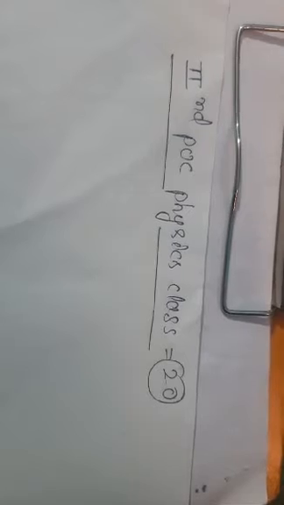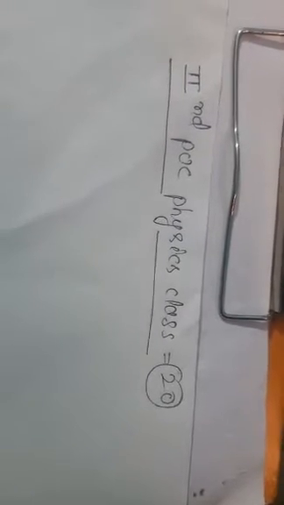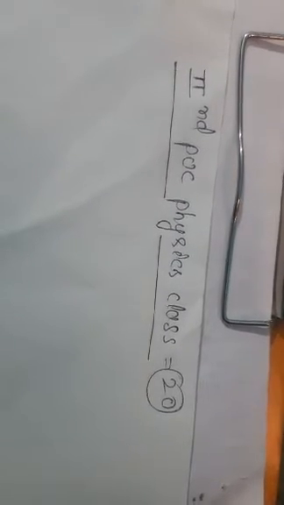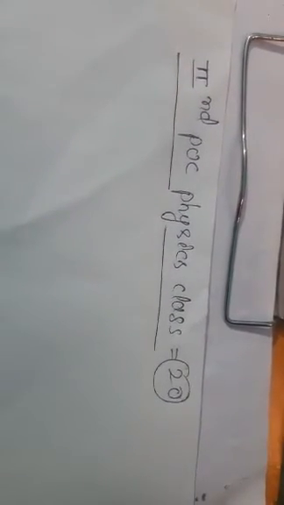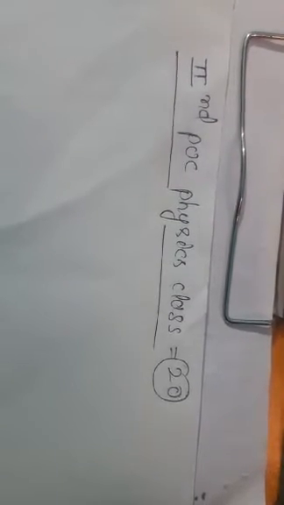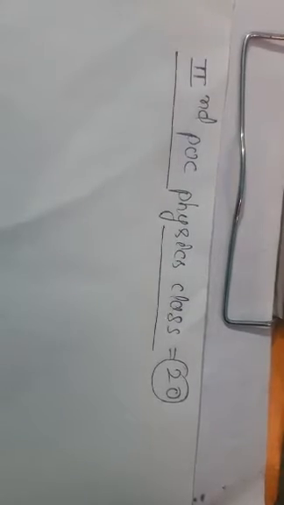Drift velocity is the average velocity acquired by the electron in the presence of an electric field. What is the meaning of electric field? The force acting on a unit positive charge is called the electric field. The symbol of the drift velocity is V subscript d.